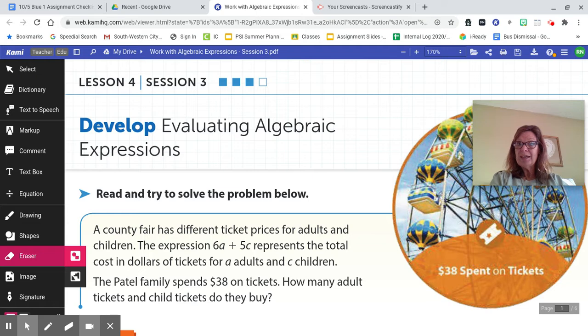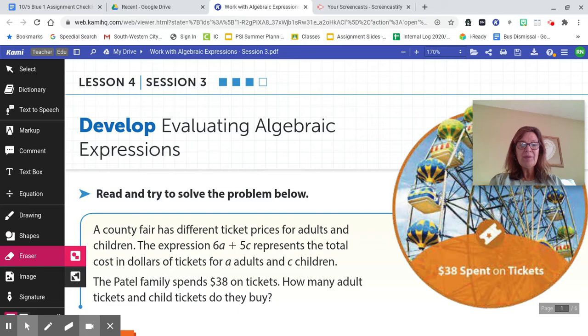Develop evaluating algebraic expressions. So make sure you have everything, and we're going to read the first problem and see how we can solve it. A county fair has different ticket prices for adults and children. The expression 6A plus 5C represents the total cost in dollars of tickets for A, adults, and C, children. The Patel family spends $38 on tickets. How many adult tickets and child tickets do they buy?